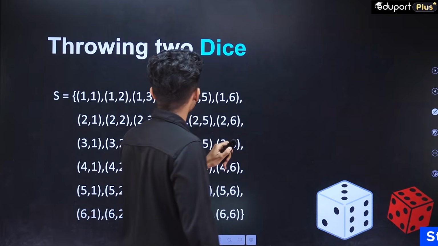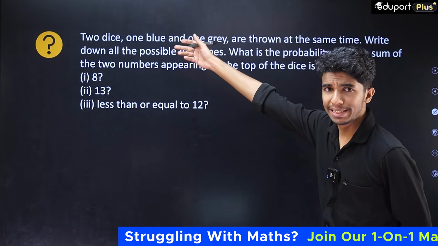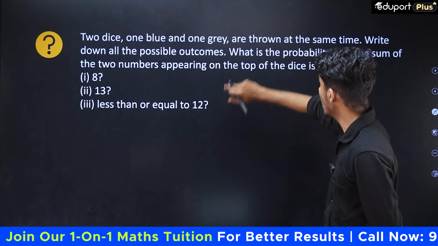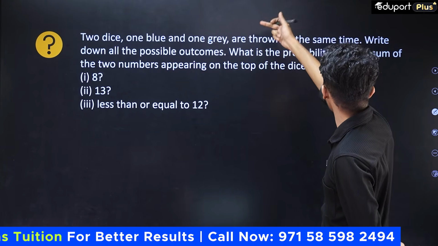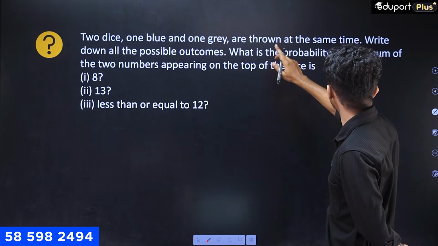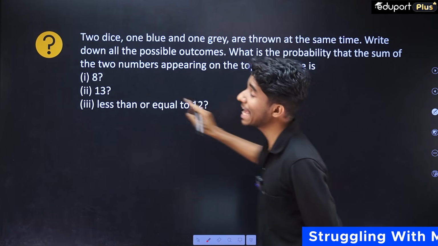Okay, so now we are going to do a problem with the dice. Two dice, one blue, one grey, are thrown at the same time. Write down all possible outcomes. What is the probability that the sum of the numbers appearing on the top of the dice is 8?